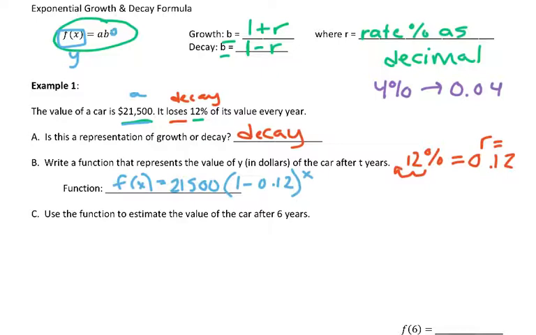We can, of course, rewrite this as well so that we do the subtraction of 1 minus 0.12. So you could rewrite it again as 21,500 times 0.88, because that would be 1 minus 0.12, and then to the x. So either way, you could have it with the subtraction already in it, or having done the subtraction.